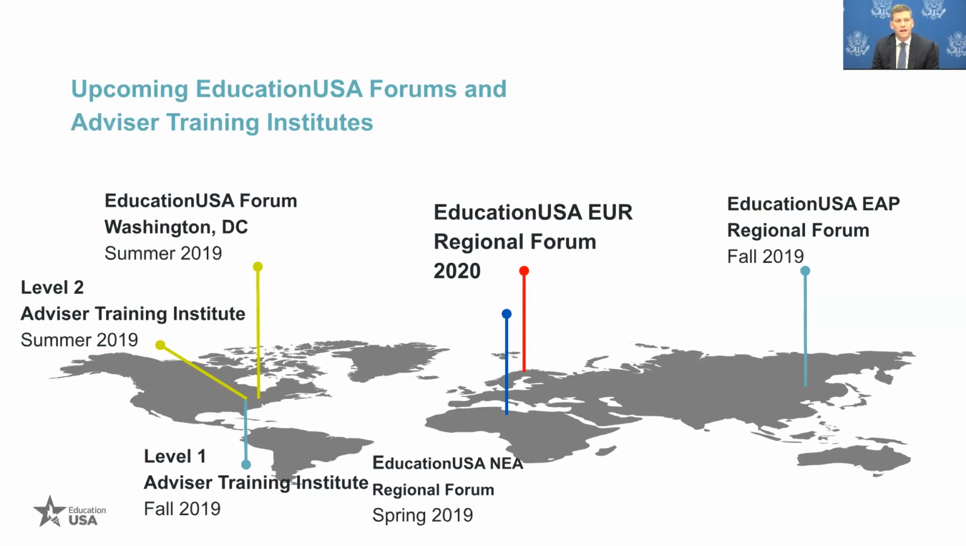We have an EducationUSA Advisor Training Institute happening this summer. The deadline for applying to host advisors on your campus for the Training Institute for the summer is coming up in a few days on April 1st, but there'll be another opportunity later in the fall, probably in September, and we'll be putting out a request for proposals. So look into that as an opportunity for you and other institutions to collaborate on hosting our advisors.